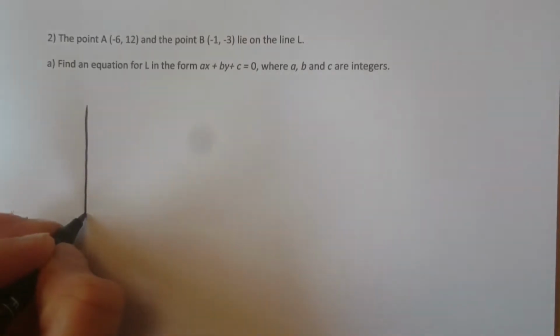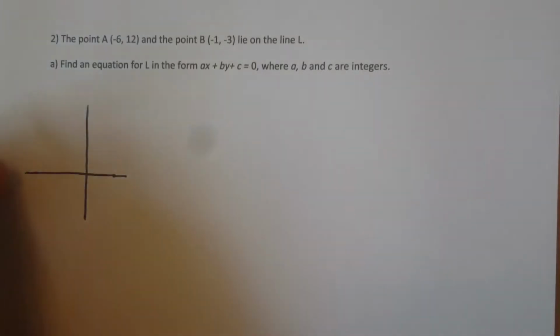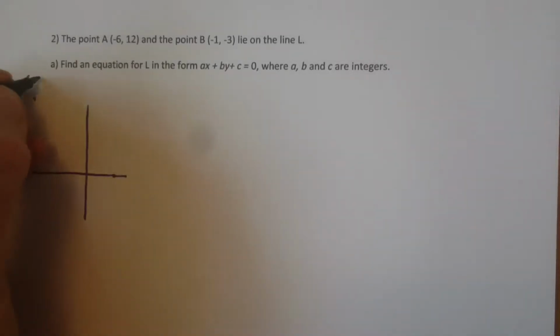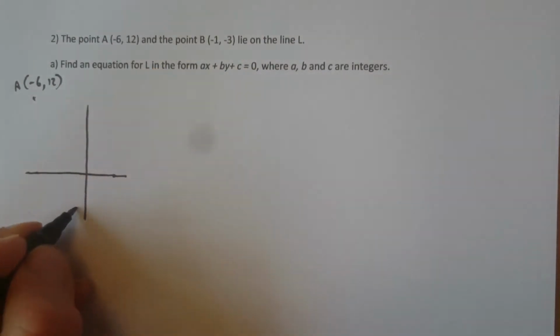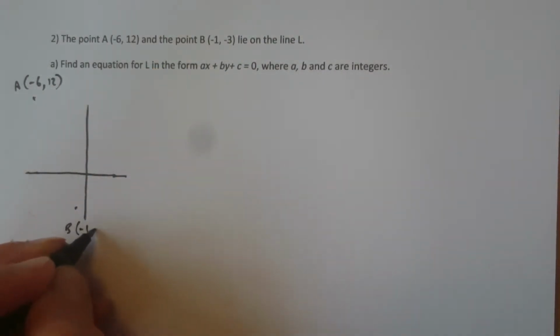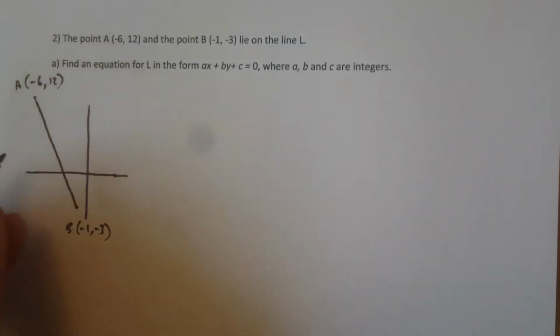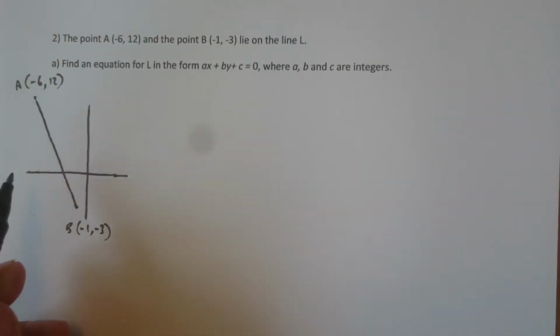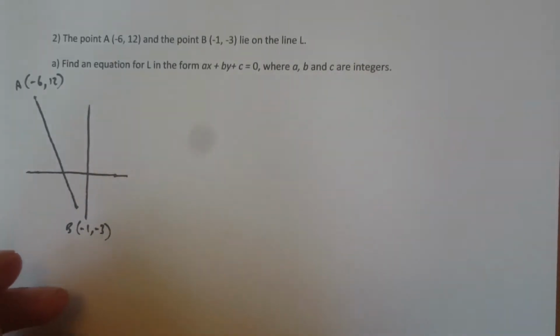So if we draw a quick pair of axes, and the first point A is at minus 6, 12, up here. So point A is at minus 6, 12, and point B is at minus 1, minus 3. And we are going to find a line that goes through these 2 points and beyond. The advantage of drawing a little sketch is that when you find the gradient, if you come up with a gradient of a half or 10 or something, you know something's gone wrong.